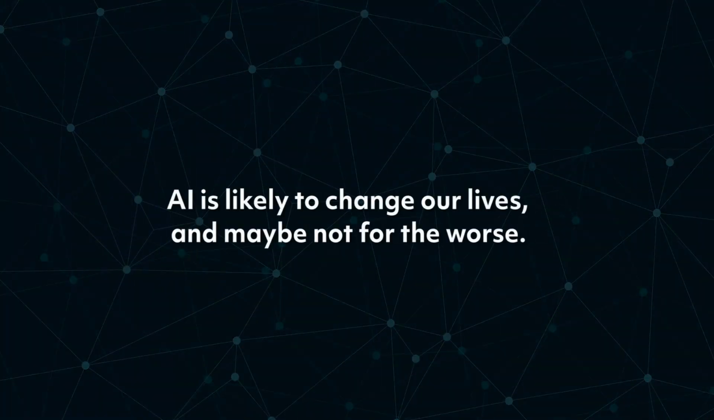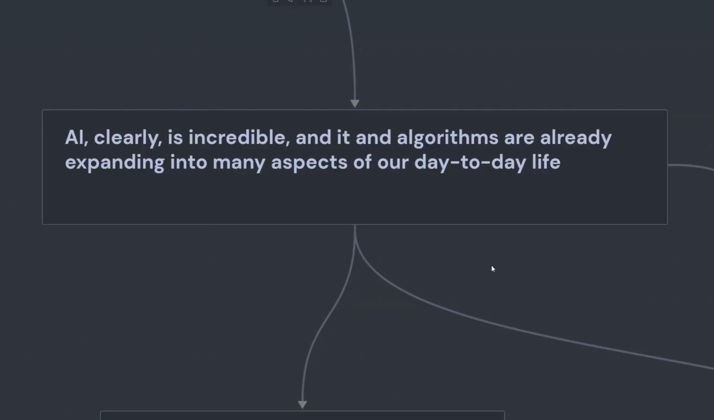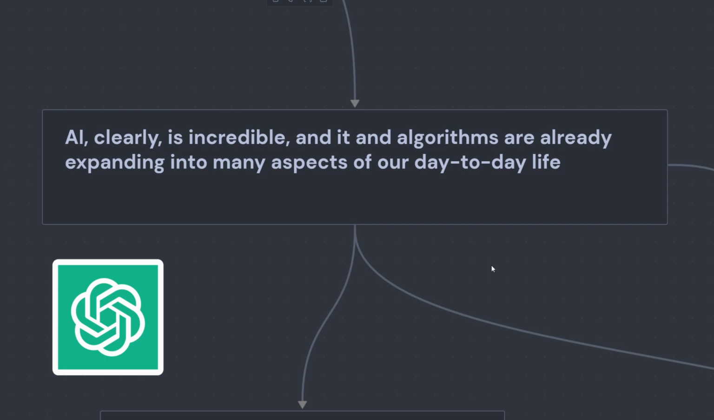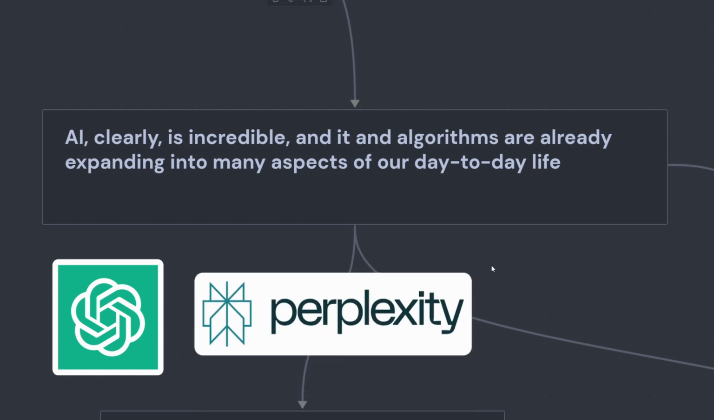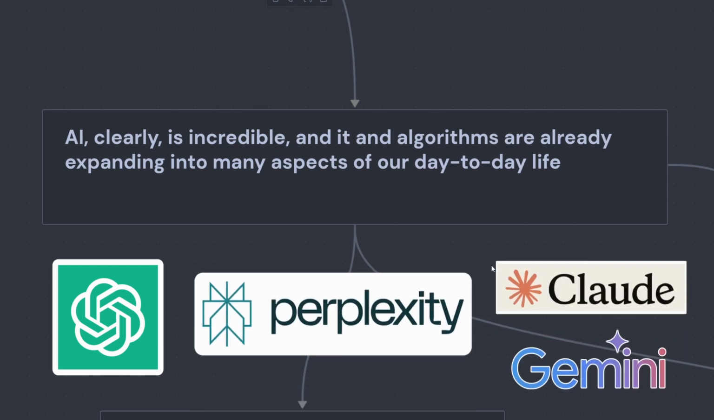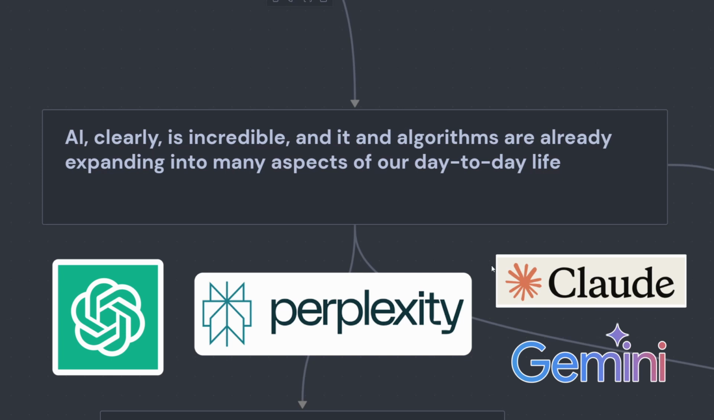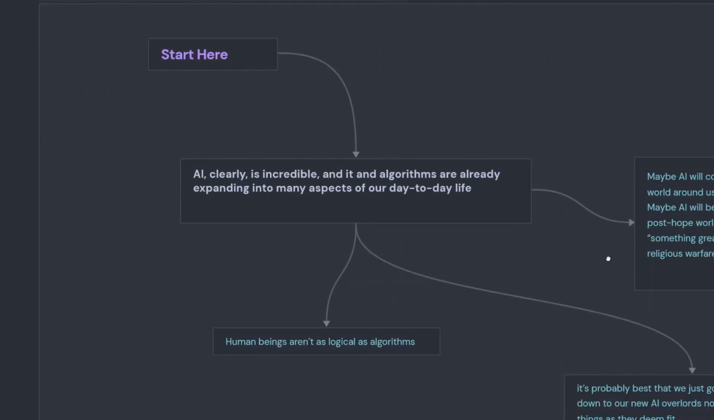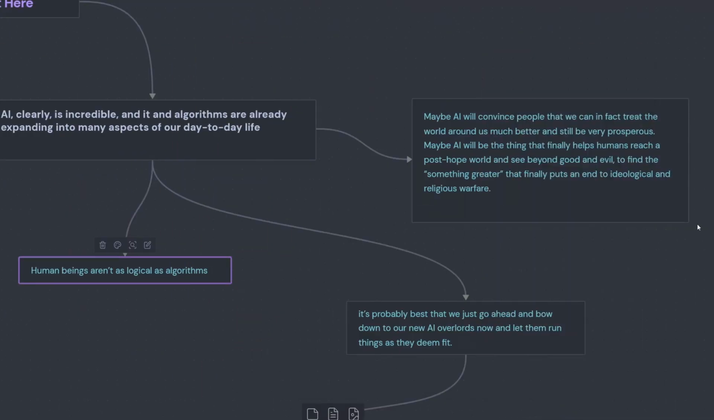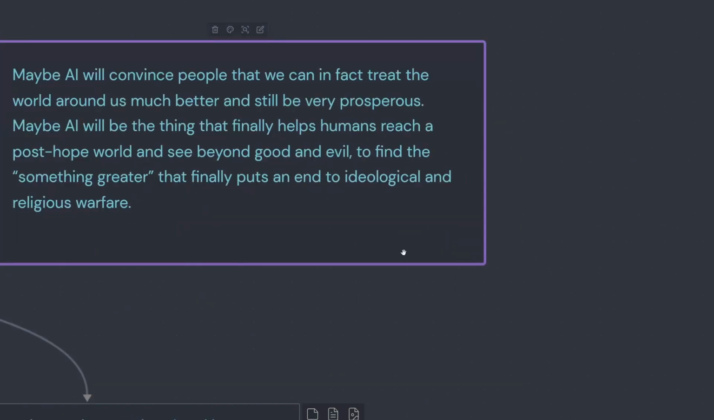AI is likely to change our lives, and maybe not for the worse. AI clearly is incredible, and it and algorithms are already expanding into many aspects of our day-to-day life. You've all probably heard of ChatGPT and how it's currently taking the world by storm. We have other AI tools available to us, such as Perplexity, Claude, Google's Gemini Advanced, and we even have personal assistants called Pi. Human beings aren't as logical as algorithms.